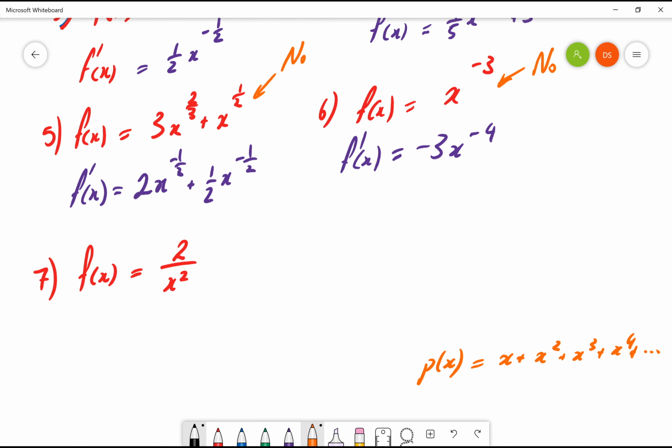Where there's only positive powers of x. Right? Positive integer powers of x. So any combination of these. This is a polynomial. This is a polynomial. Right? All of those can be polynomials. But if there's a fraction or a negative power, then it stops being polynomial.